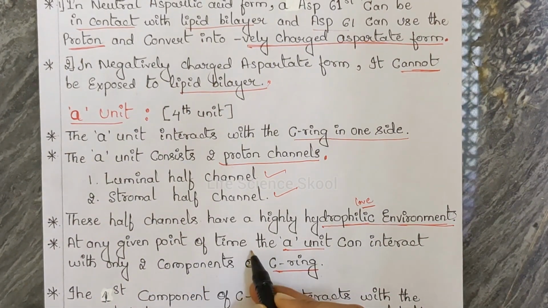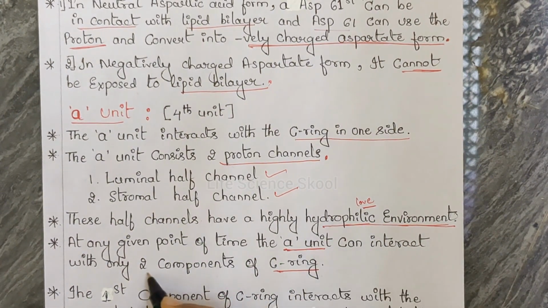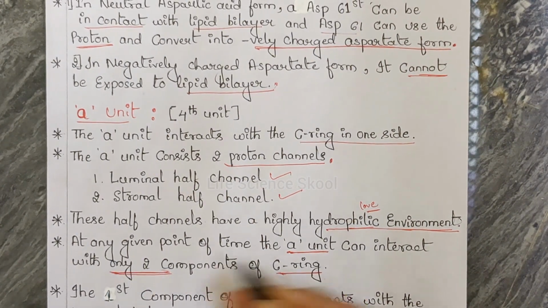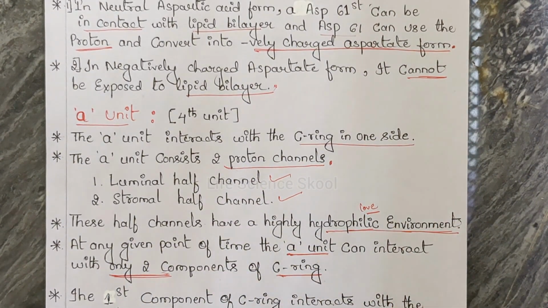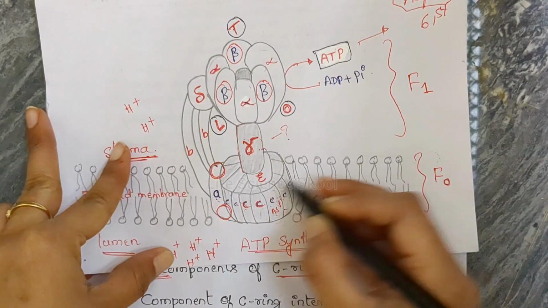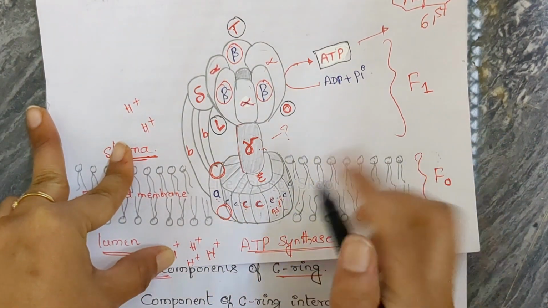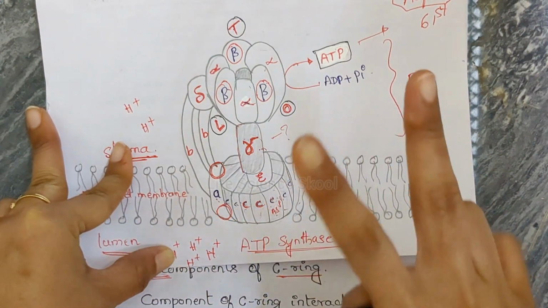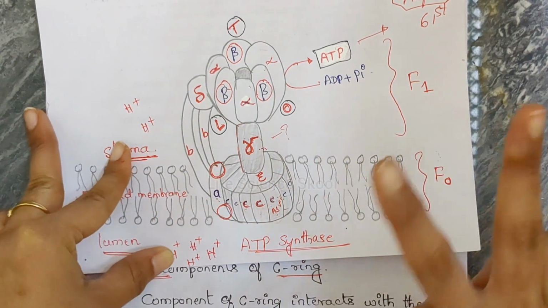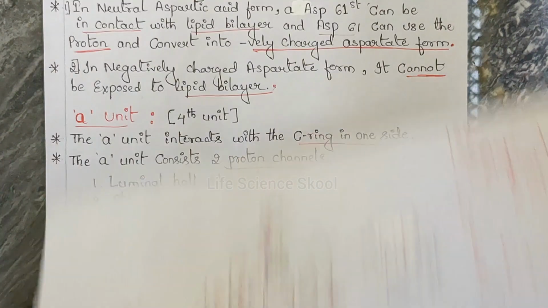At any given point of time, the A unit can interact with only, and this point is important, only two components of the C ring. So there are many C ring components, 9 to 12. Out of these 12, at any point of time, it can interact with only 2 components.